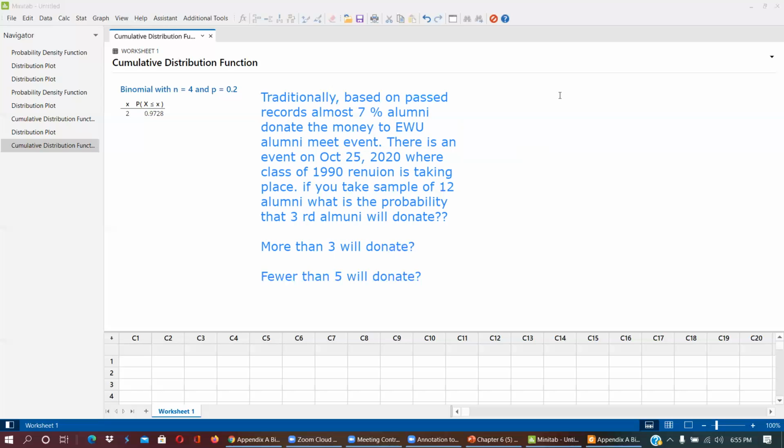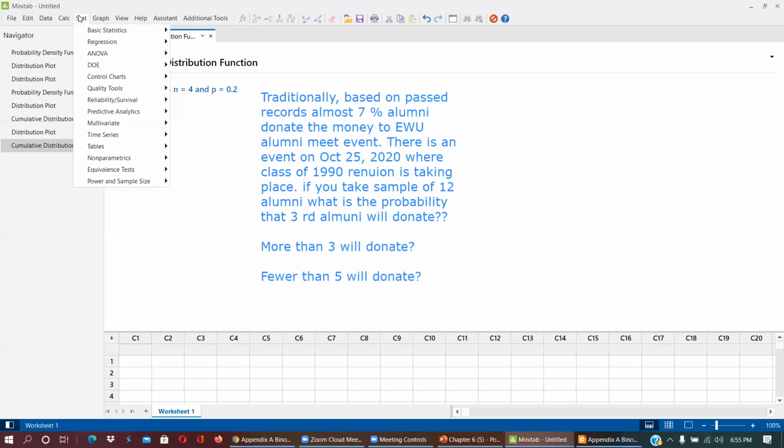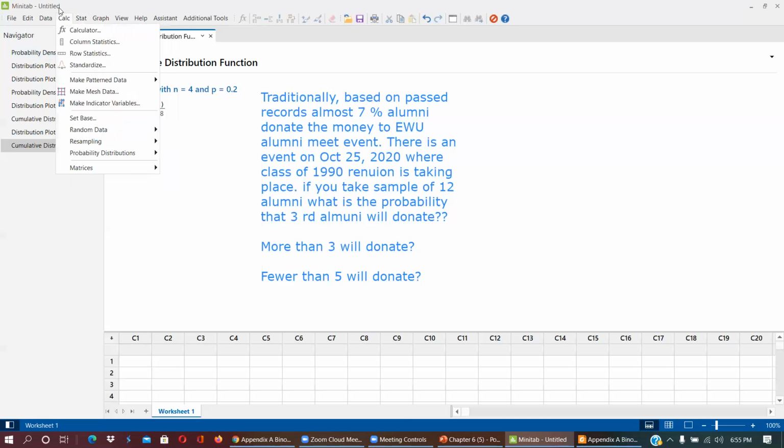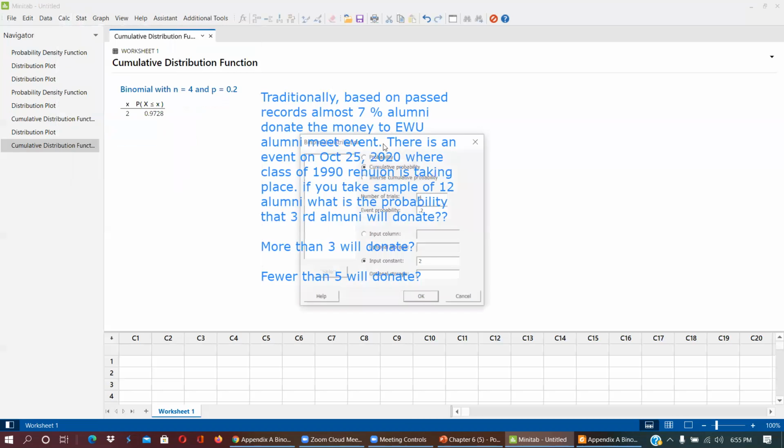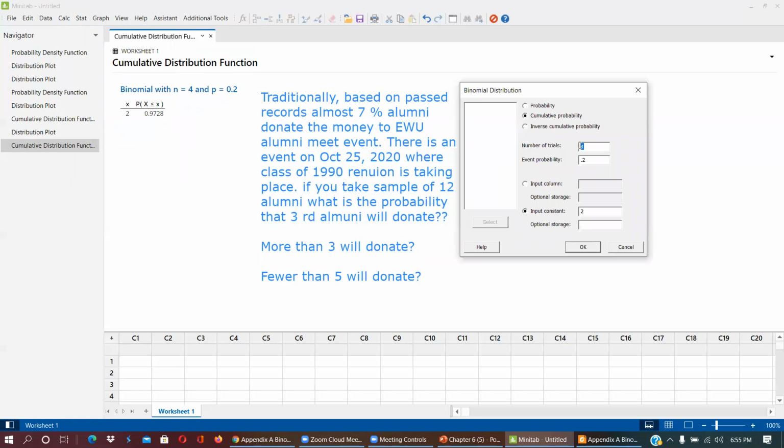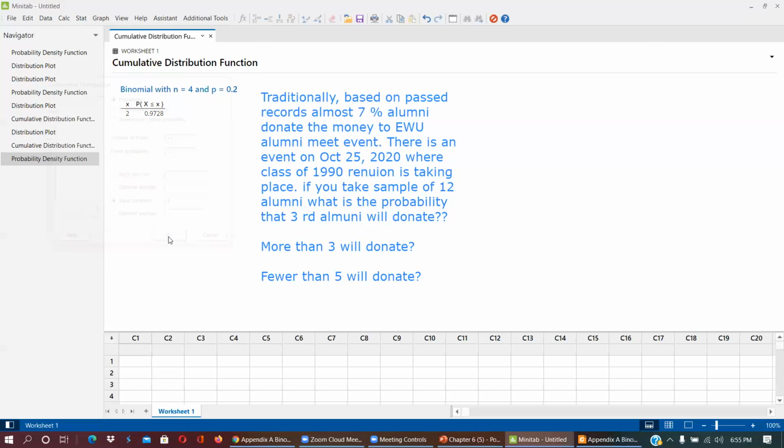So is the answer to the first one 3.9%? Let me do it for you. I go to Calc, then Probability Distributions, and choose Binomial. The number of tries is 12 alumni, the event probability is 0.07, and we are checking for exactly 3 using simple probability, because that is the third alumni, and this is the answer.